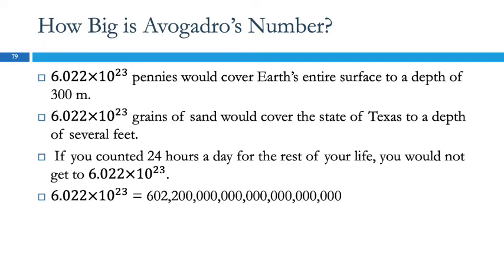So if you had Avogadro's number of pennies, it would cover the Earth to a depth of 300 meters. That's 100 yards, the length of a football field. The entire Earth covered in pennies. It's a lot of pennies. That many grains of sand cover the whole state of Texas to a depth of several feet. If you counted 1, 2, 3, 4, 5, 24 hours a day for the rest of your life, never took a break, you wouldn't get to Avogadro's number. The national debt pales in comparison to this.